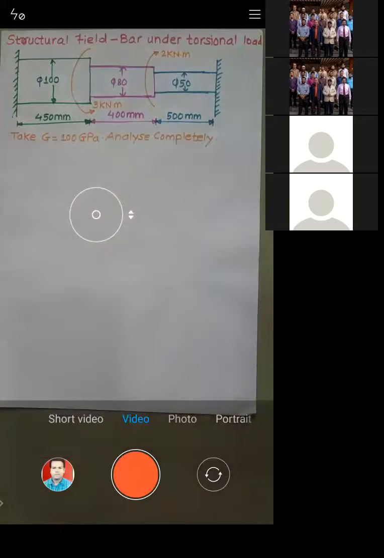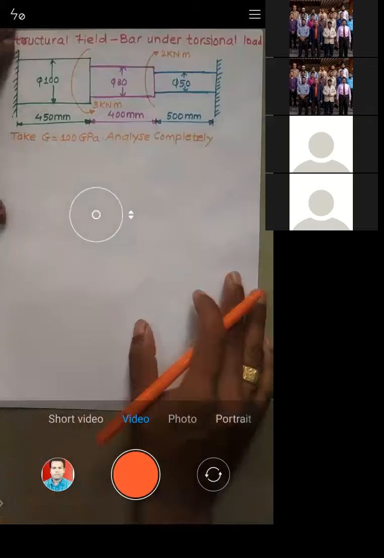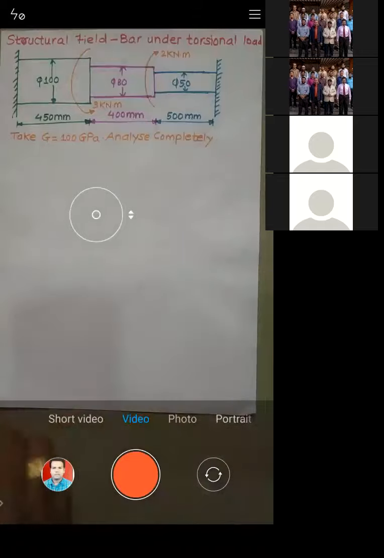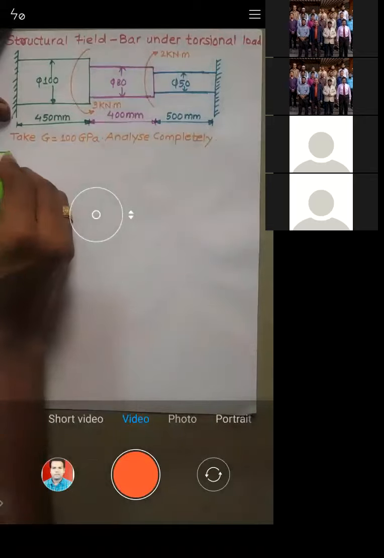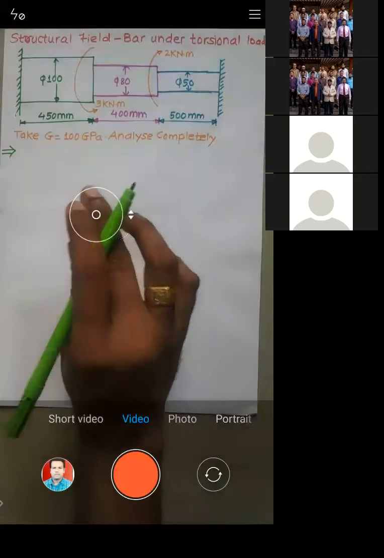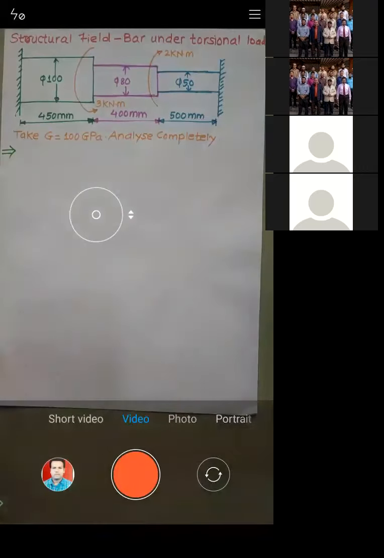Now we are supposed to proceed with the solution. In order to start with the solution, the very first step is the discretization. Very basic step is the discretization.